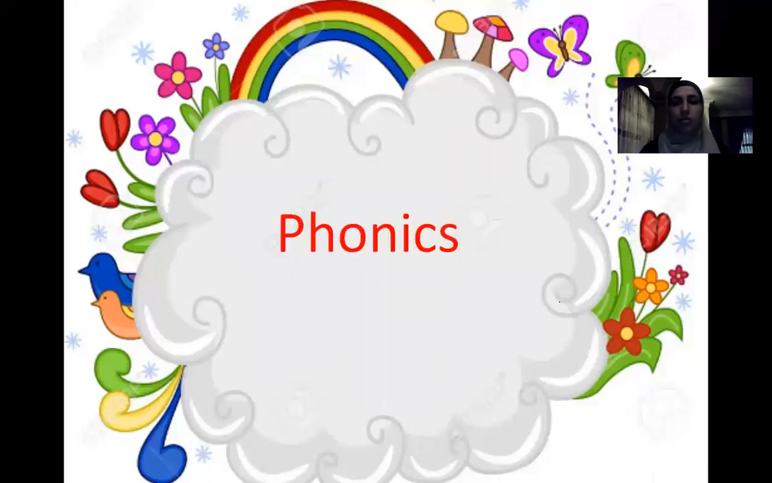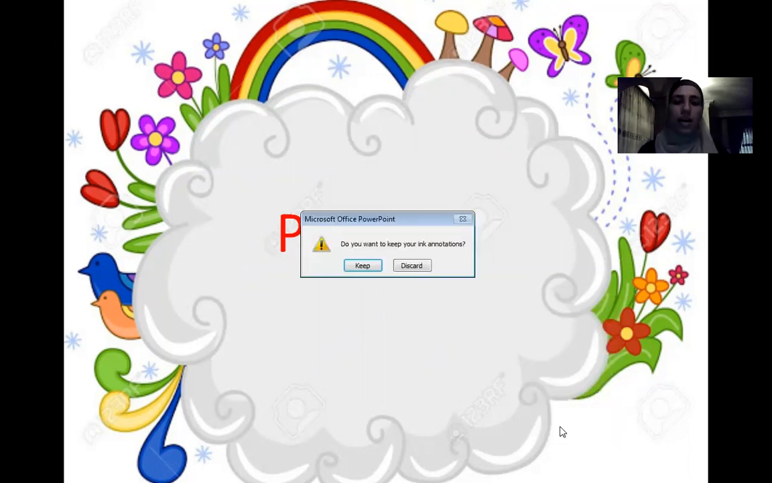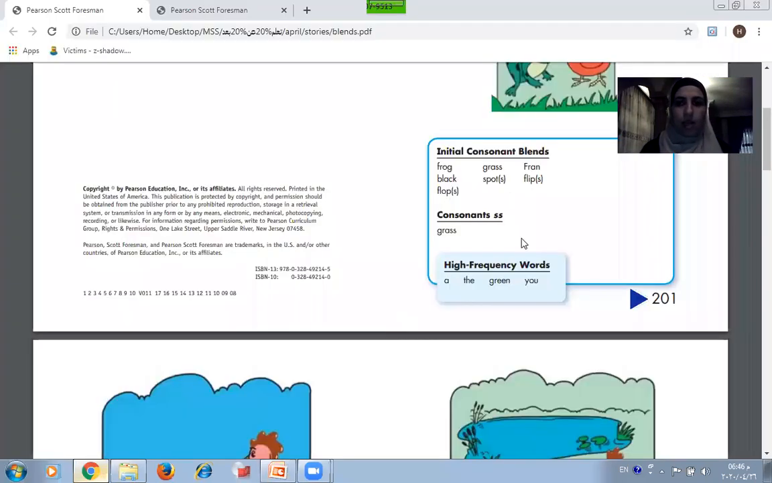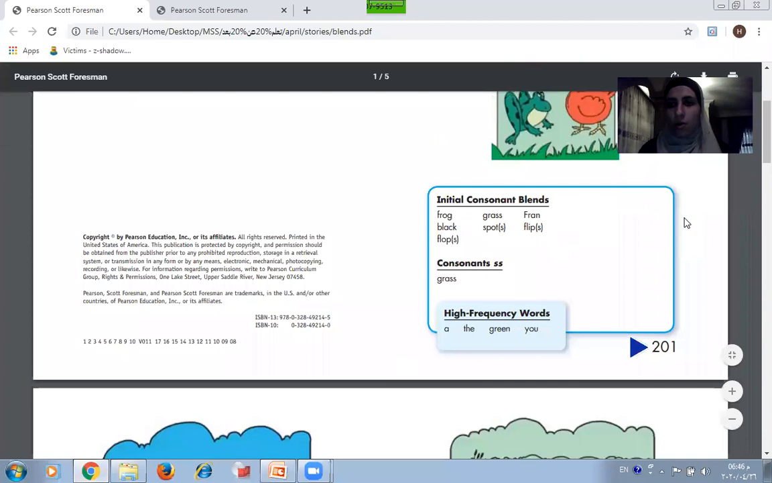Now we're going to have a quick revision of phonics. And how are we going to revise the phonics? We're going to revise it by reading two stories that I already gave you, but we will read them again in order to practice, because practice makes excellence. So the more you read, the more perfect you are. Okay, now we will start with our first story.